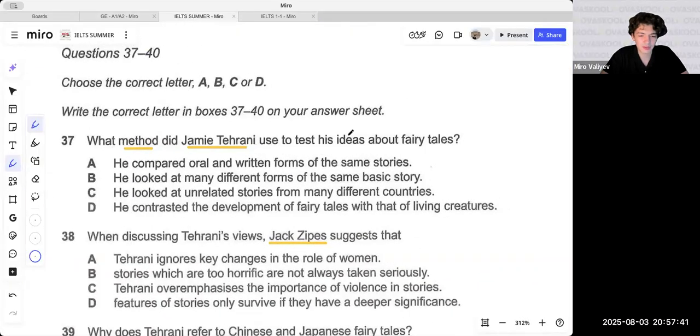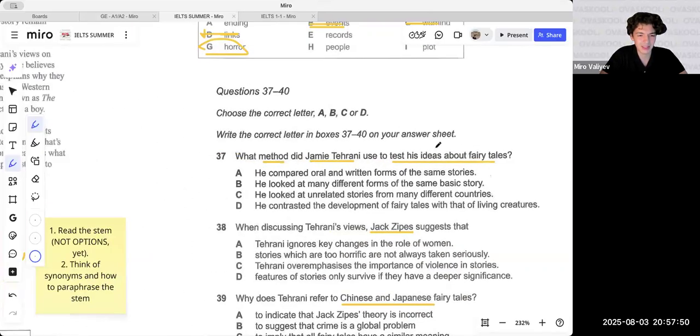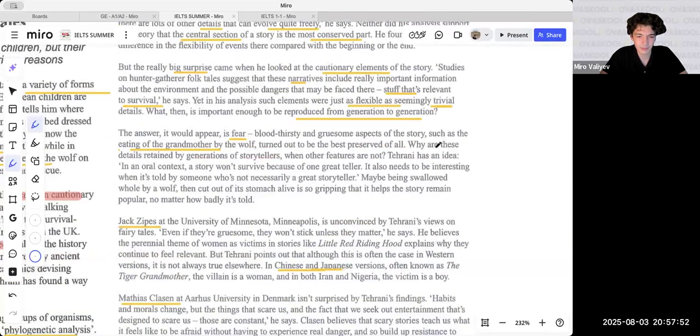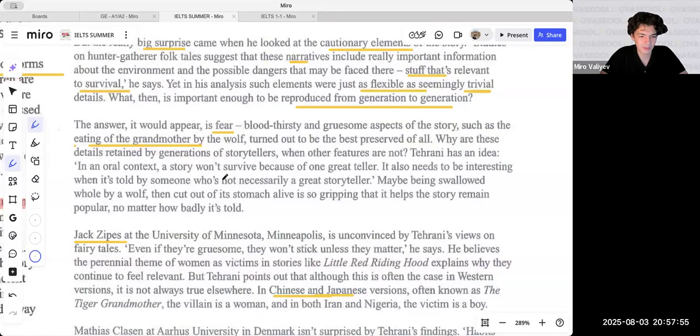Now, what method did Jamie Tehrani use to test his idea about fairy tales? Well, he used this biological method and stuff like that. But let's keep reading. I think it must be somewhere here. So why are these details retained by generations of storytellers when other features are not? Tehrani has an idea. In an oral context, a story won't survive because of one great teller. It also needs to be interesting when it's told by someone who is not necessarily a great storyteller.